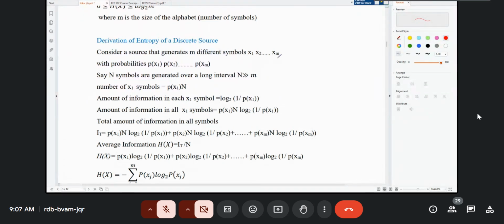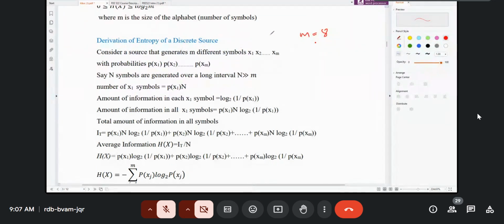So if, for example, M is 8, you're not talking of just 8 symbols. You are talking of maybe a passage. So some symbols will be repeated, because if you have only 8, some may not even appear. If N is equal to 8, some symbols may not appear. So we are saying suppose N is much greater than M.